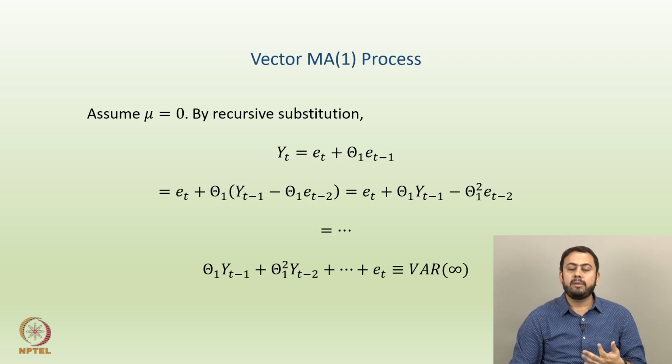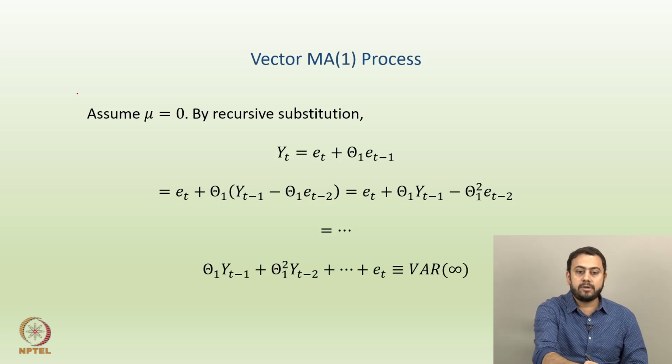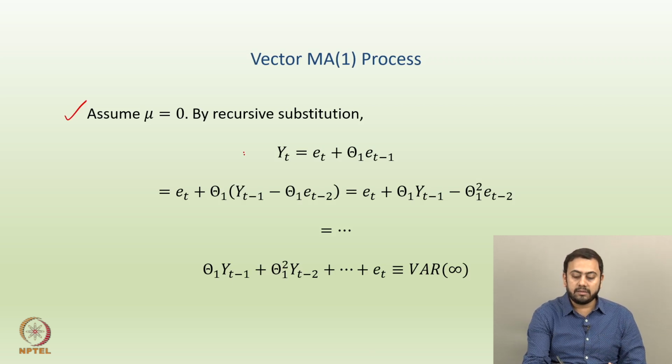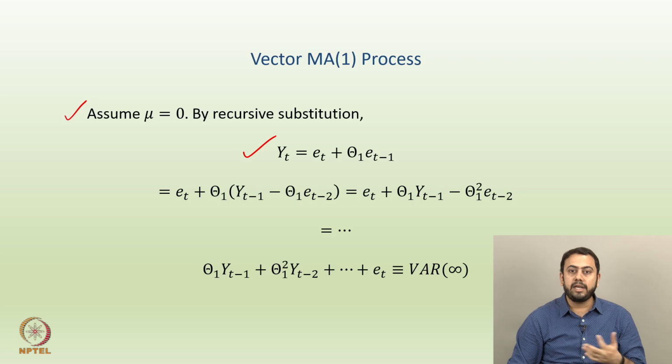So let us say the vector MA(1) process. This is VMA of order 1. Again, without loss of generality, we can assume that the mean is 0, and we can invoke some recursive substitution here. This is the equation for VMA(1), isn't it? If you are not very comfortable, you can pause the video and check. So this is my VMA(1): y_t equals e_t plus theta_1 e_(t-1).